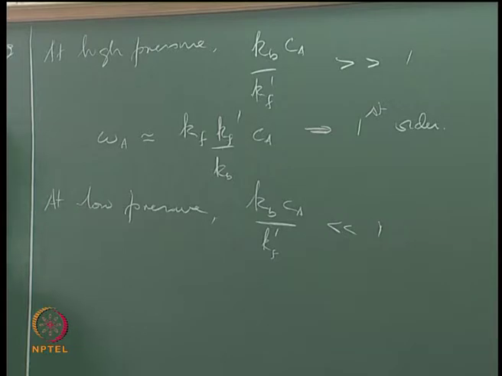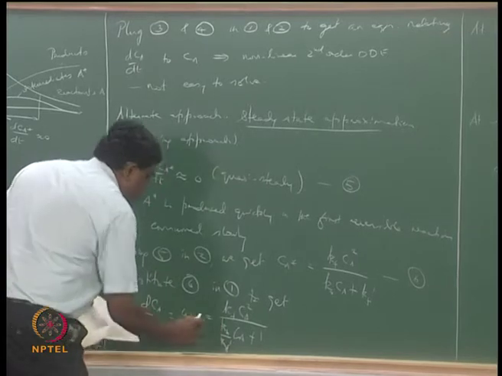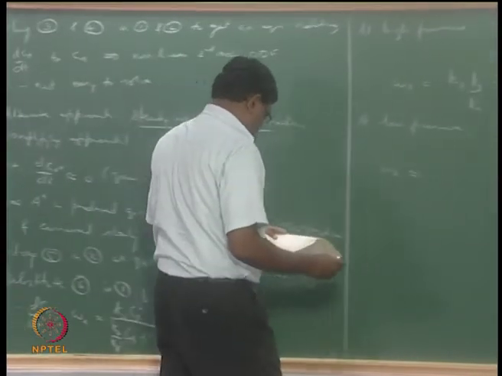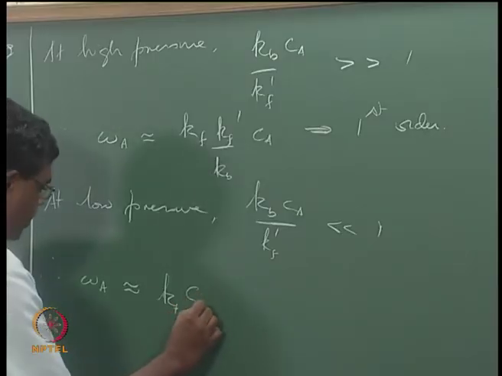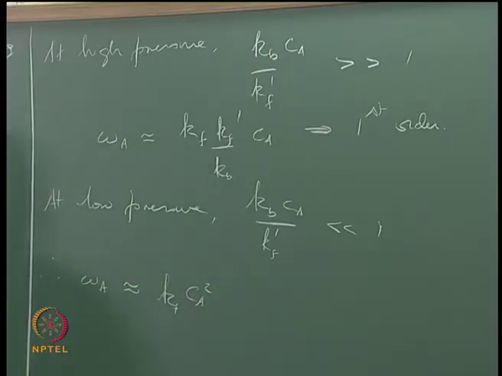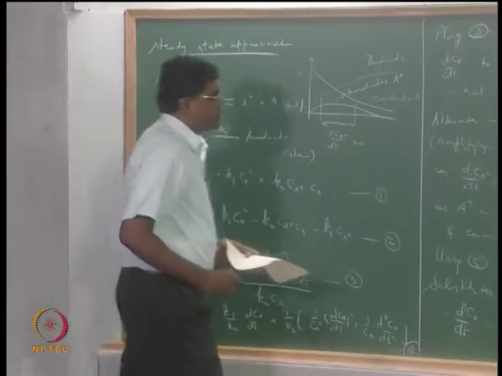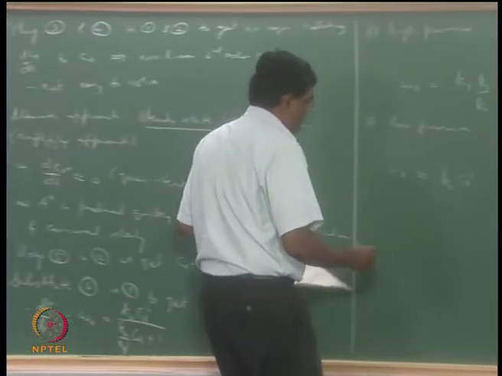Then, therefore, omega A: what you do is you drop the complete expression there in comparison with 1, and therefore you now simply get this is equal to KF CA squared. So this is second order.